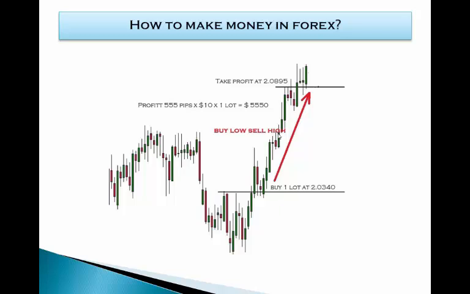In a standard account, 1 pip is equivalent to about $10 US, and you bought 1 lot, so you actually profit $5,550. So in the forex market, when the price is low, in order for you to profit, you must buy as low as possible, and as the price moves higher, you take profit. So we buy low, sell high, similar to stock.